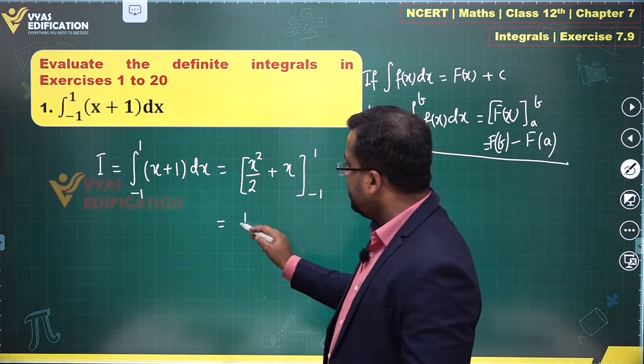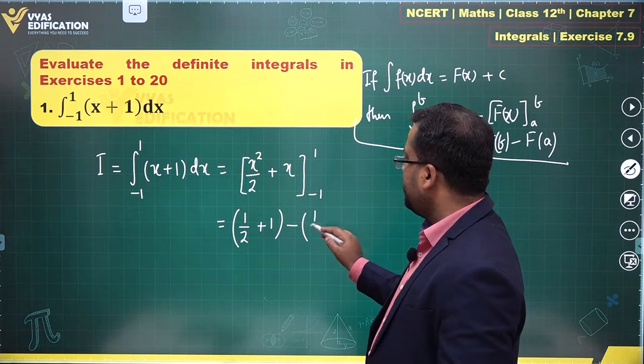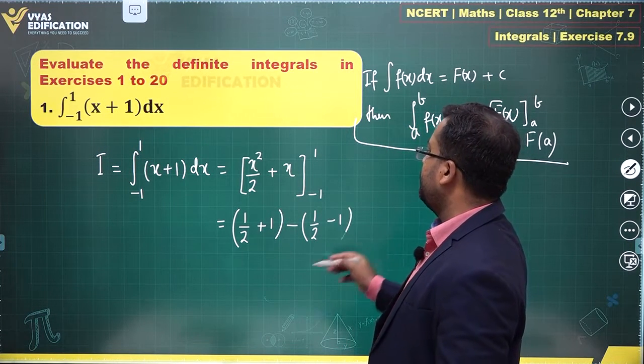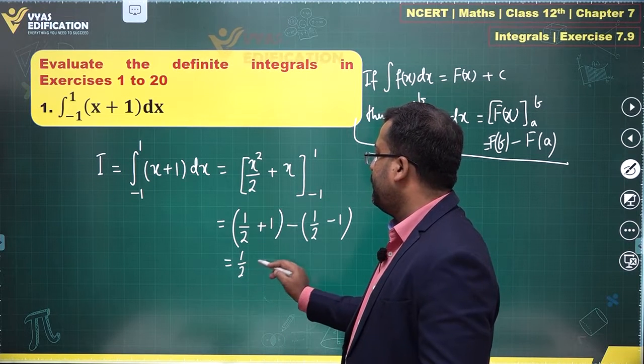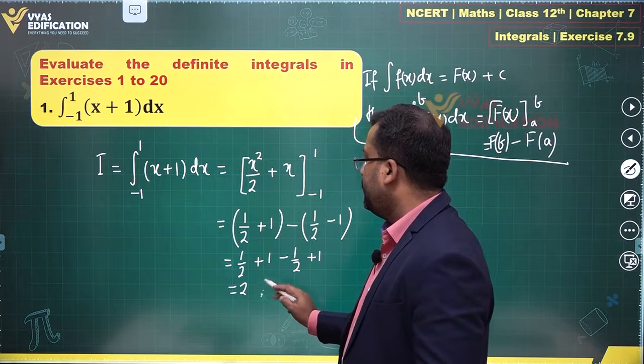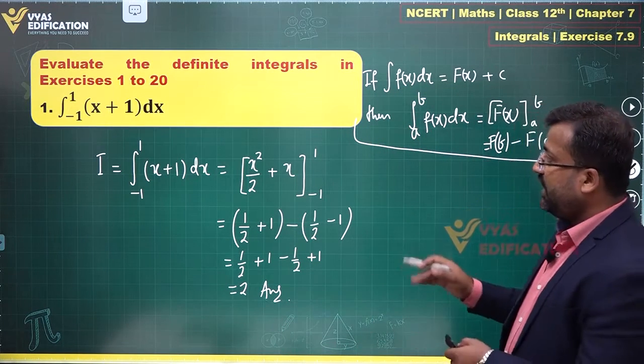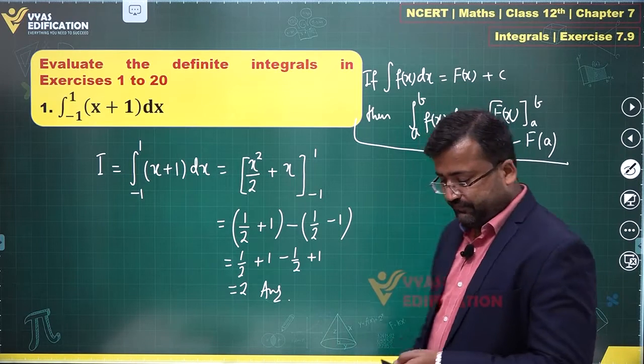So substitute this 1, this becomes 1 by 2 plus 1, minus, substitute this -1, this becomes 1 by 2, and this becomes -1. So 1 by 2 plus 1 minus 1 by 2 plus 1, the overall value will be 2, and that is my required answer for this particular question over here. Is that all? Yes, that's all.